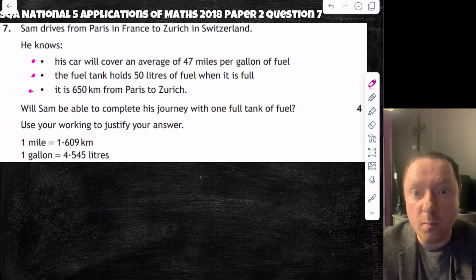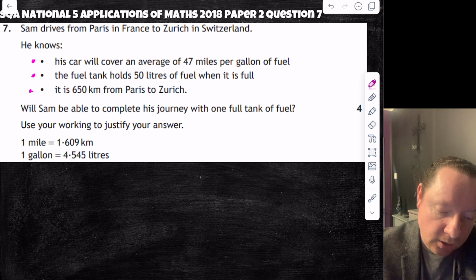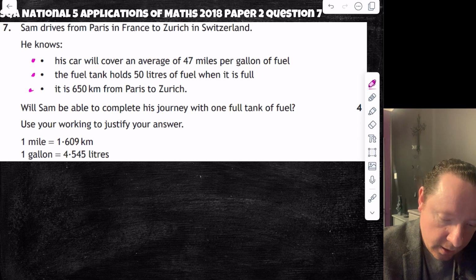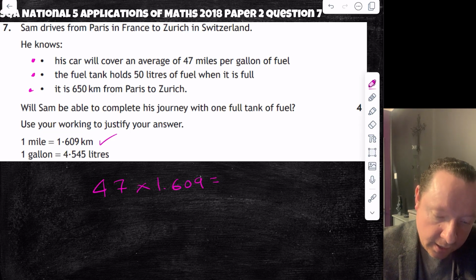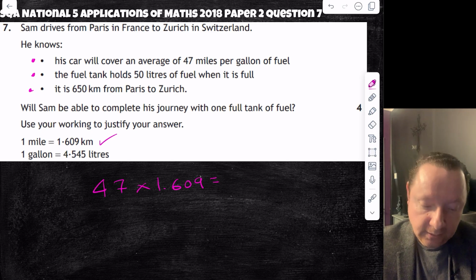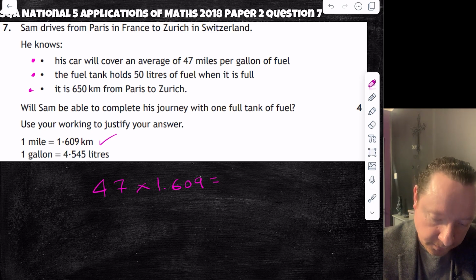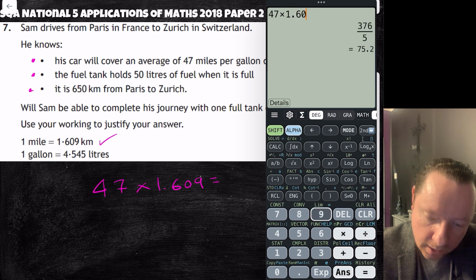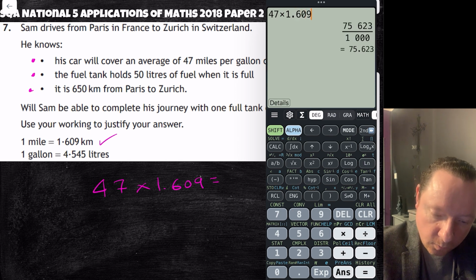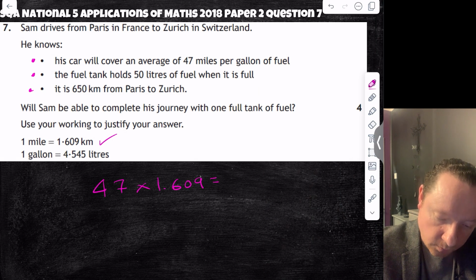So we're just going to try each bullet point in turn and see if we can get anywhere with this. His car will cover 47 miles per gallon of fuel. Great. 47 miles, but I've got it in kilometres. So bullet point 1, it'll do 47 times 1.609, since 1 mile is 1.609 kilometres. And that'll tell me how many kilometres he does in a gallon. He does 75.623. Now I'm not going to round because there's going to be a lot of sums.